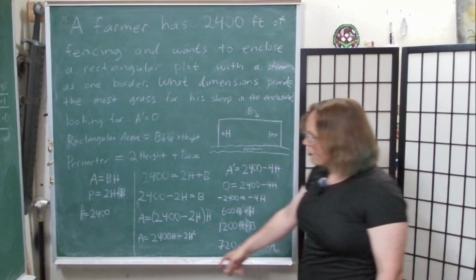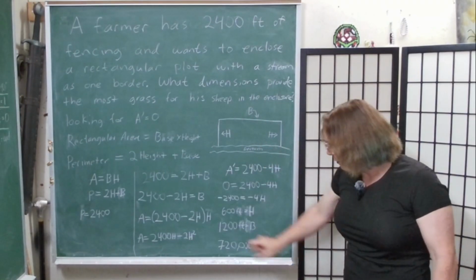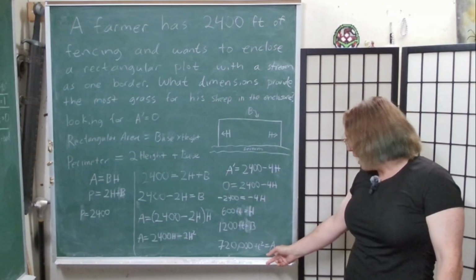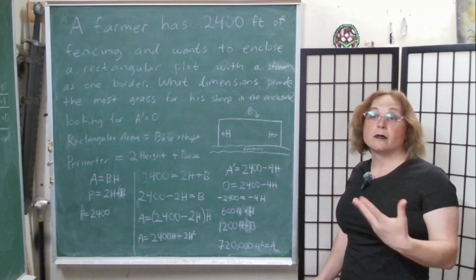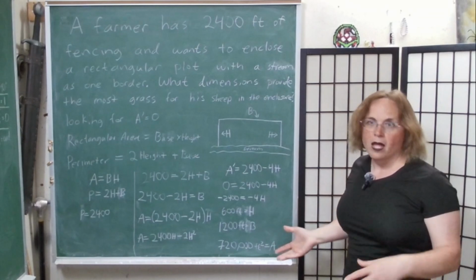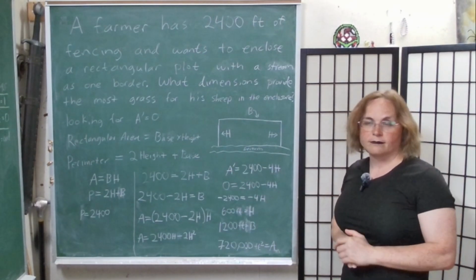Plug that 600 back into our perimeter formula, and we got that our base had to be 1200. And then as an extra added bonus, we went ahead and found that area. The reason I did that is because sometimes these problems will actually ask you for what is that maximum. And again, since we had the formula there, I went ahead and just did that.